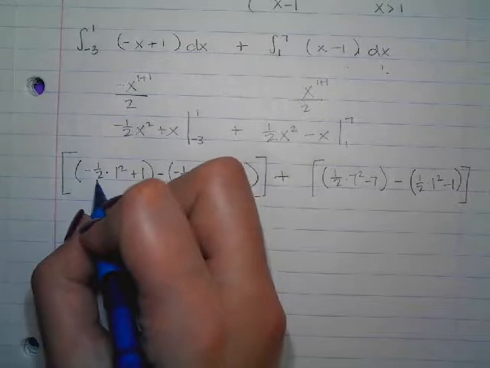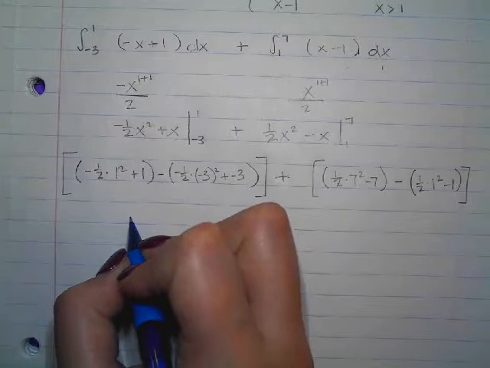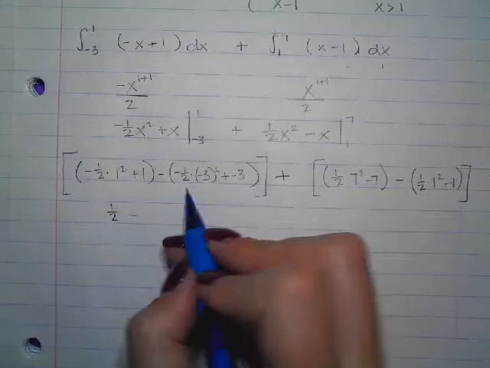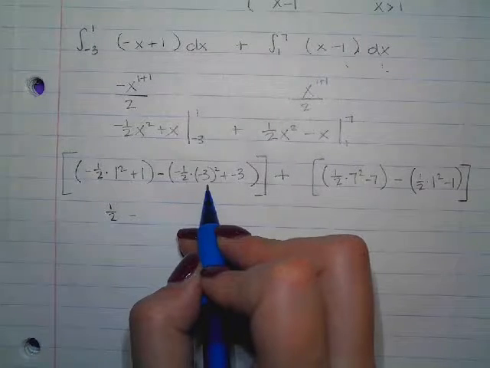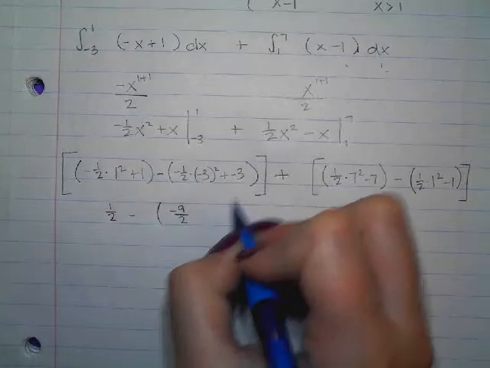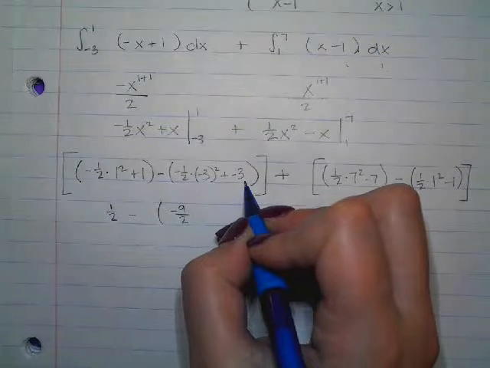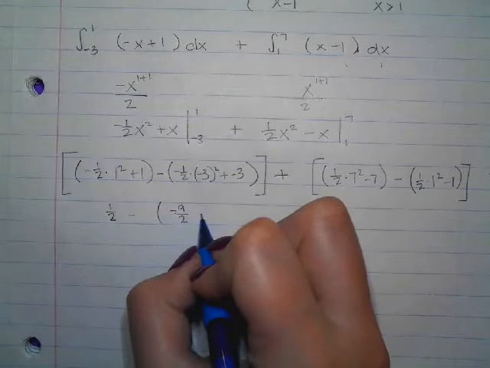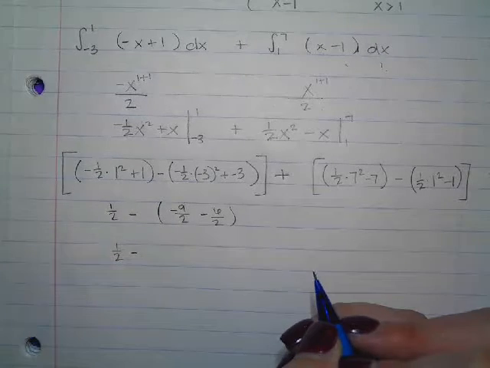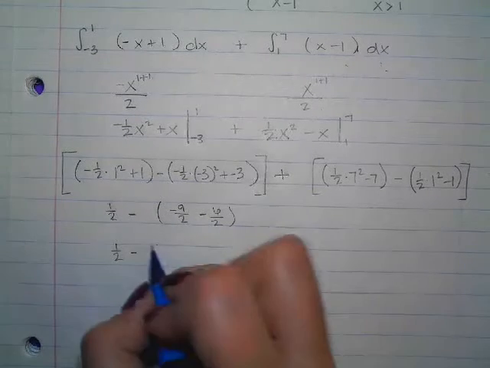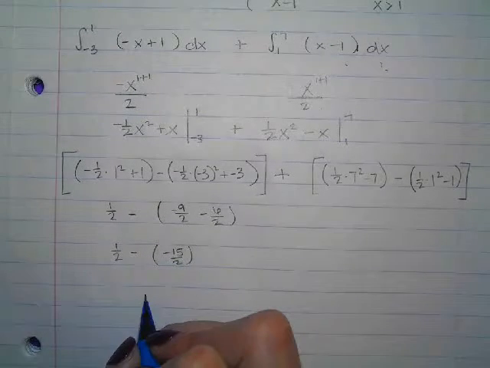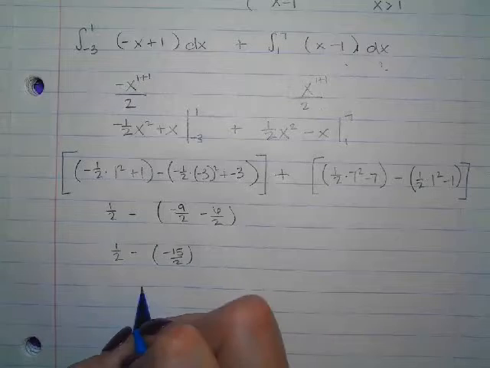So I've got negative 1/2 plus 1, which is 1/2. And then I've got negative 1/2 times positive 9. I'm going to go ahead and show more work on this one. So it's negative 9/2 plus negative 3, which is negative 6/2. So I have positive 1/2 minus negative 15 halves. Okay, and so what does that give me? 16 halves, which is 8.